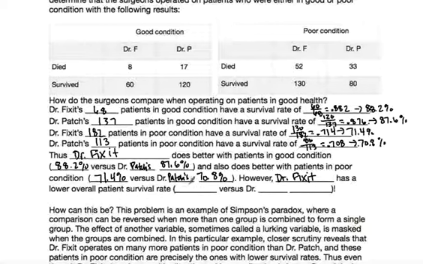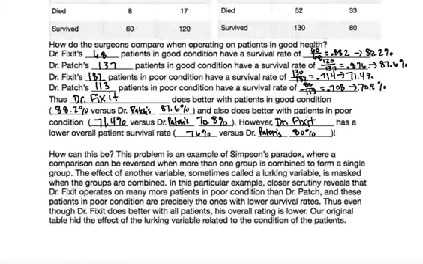So Dr. Fixit's overall patient survival rate was 76% versus Dr. Patch, whose survival rate was 80%. So how is this even possible? It is possible because of something that we call Simpson's paradox.